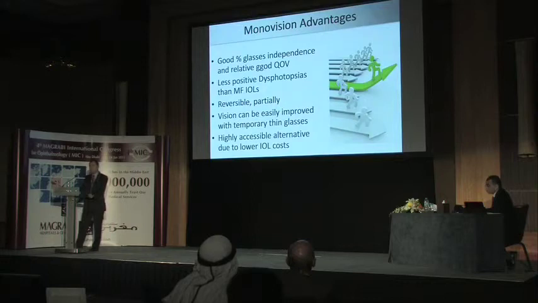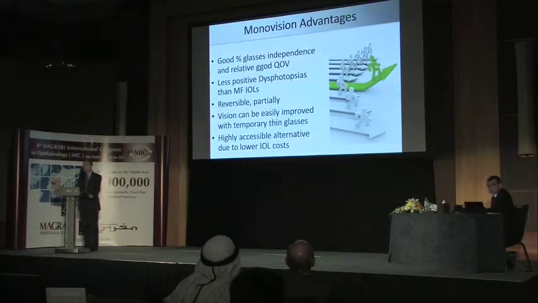But what are the advantages? In my experience, they get a good percentage of glasses independence and a relatively good quality of vision. They have fewer positive dysphotopsias than with multifocal lenses. It's technically partially reversible, and vision can be easily improved with temporary thin glasses. It's a highly accessible alternative due to a lower lens cost, and this may be an important issue in some settings.